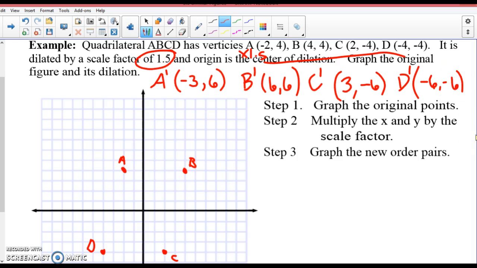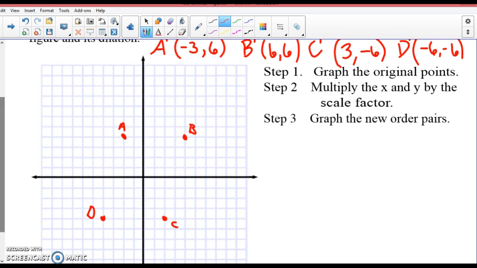So, I would go over here, and I'll do this in a different color. Negative 3, 6. B prime is 6, 6. C prime is 3, negative 6. And this one will be negative 6, negative 6. There we go.